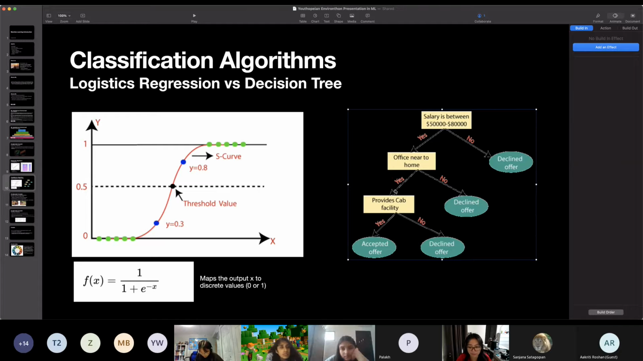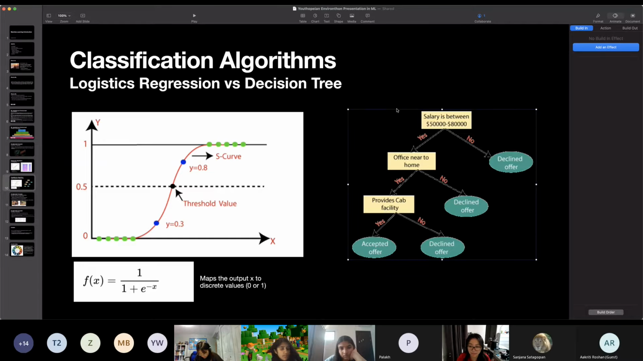And then if this is also met, then you need to ask whether it provides a cab facility. And if yes, then accept the offer. So there are several conditions. This kind of decision tree is also based upon some conditions and some conditional probabilities, and you use that to calculate the likelihood of some final outcome.